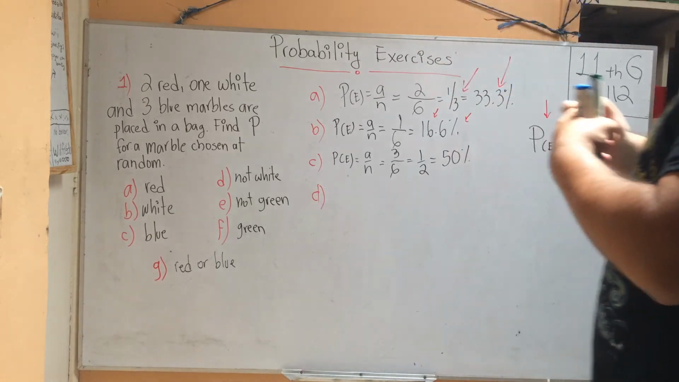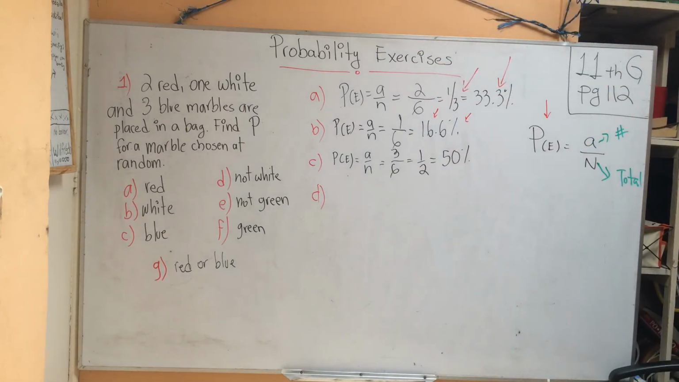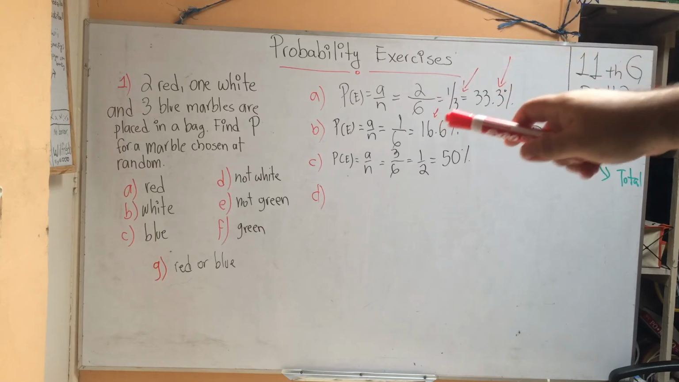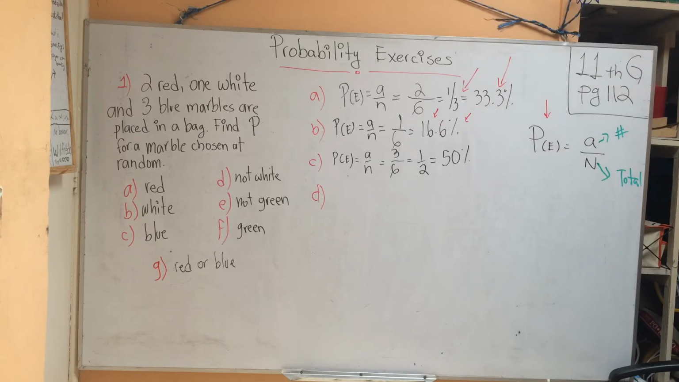Letter D says, what is the probability of getting a non-white marble? That means that out of the total of marbles that we have in the bag, what is the probability to get 1 marble that is not white? In this case, we need to apply the logic of the opposite. Because in letter B, we said that is the probability of getting a white marble. So the opposite, getting a non-white marble, should be the other number. But we need to apply it into the formula.